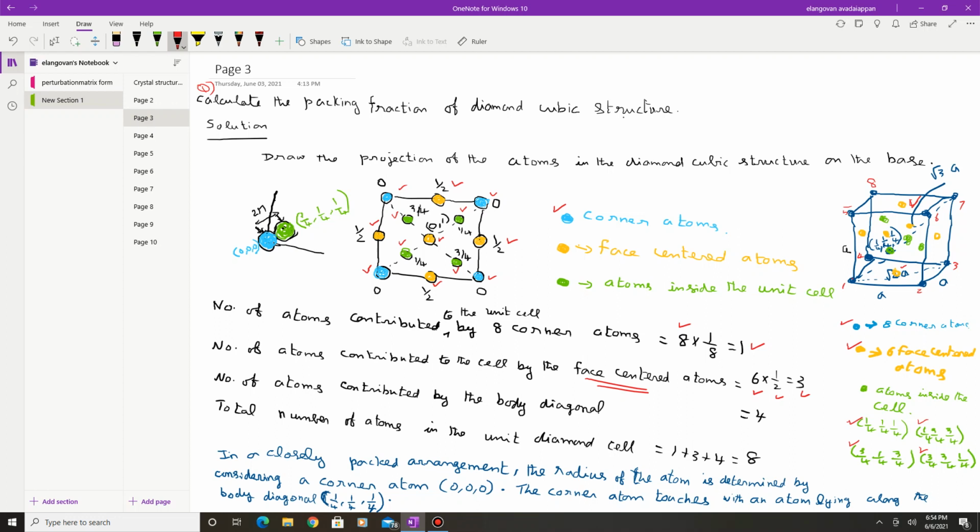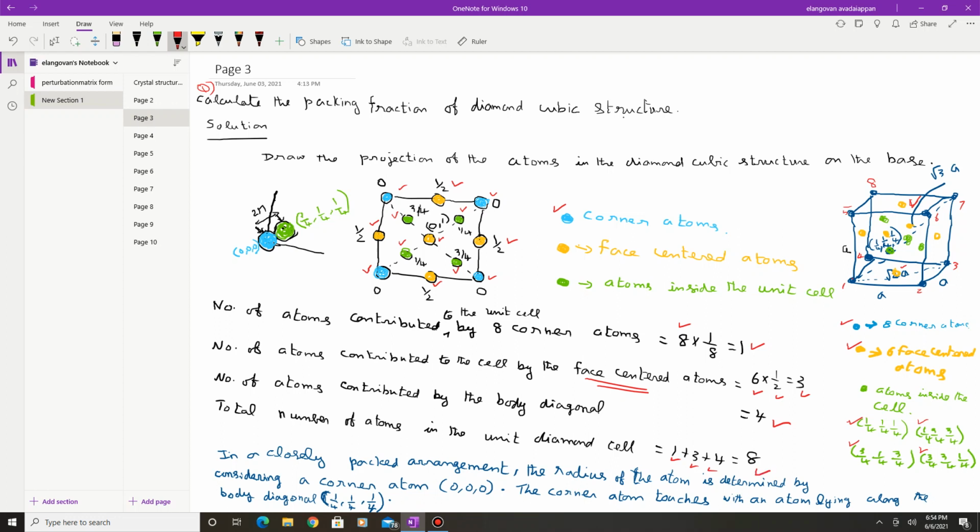Number of atoms contributed by the body diagonal, because there are 4 atoms. 2 atoms are on one body diagonal, another 2 atoms are on another body diagonal. So ultimately there are 4 atoms within the cell. So the total number of atoms in the unit diamond cell is 1 plus 3 plus 4, which is 8.